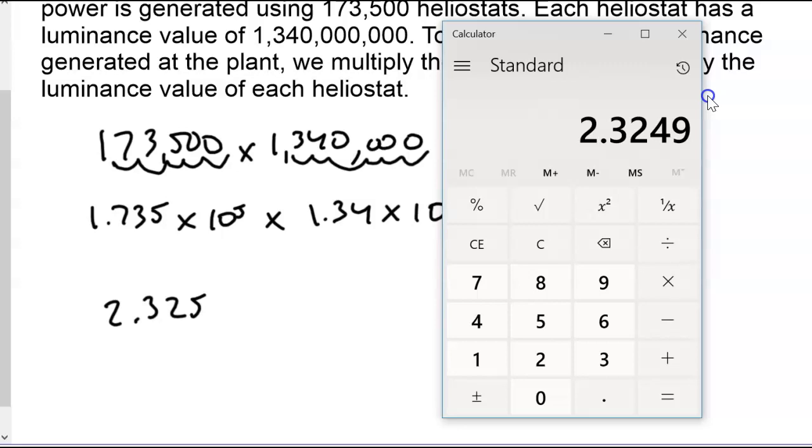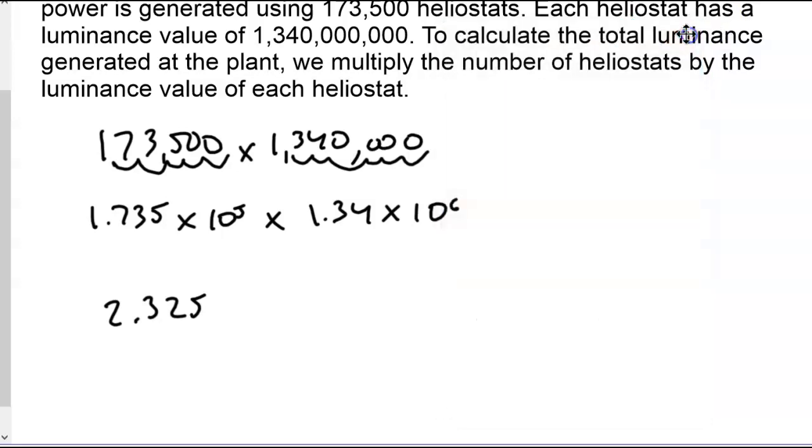And then go ahead and, we've got 10 to the 5th and 10 to the 6th, so times 10 to the 11th. And so that's the total luminescence of the power plant.